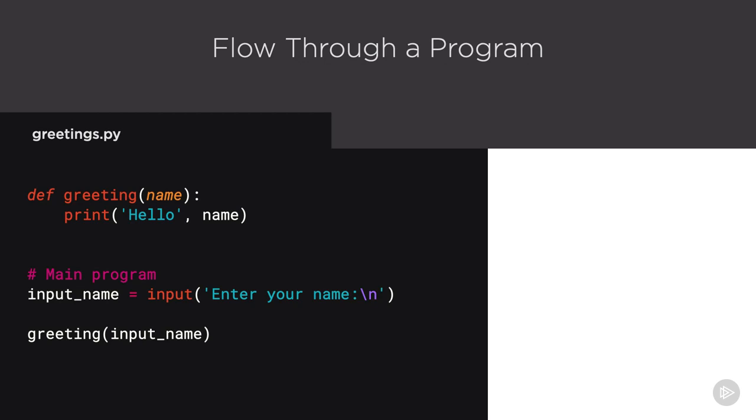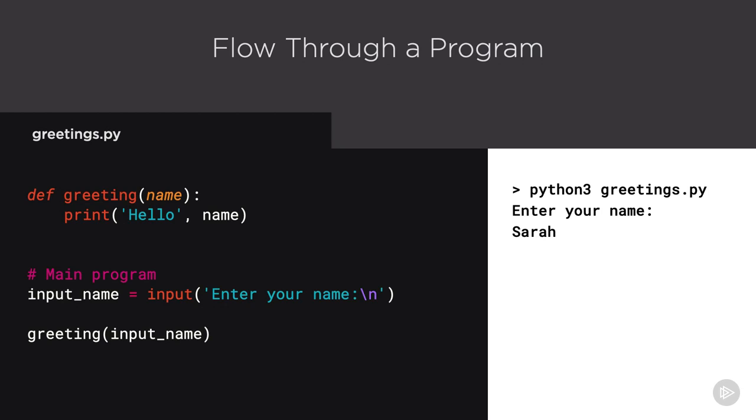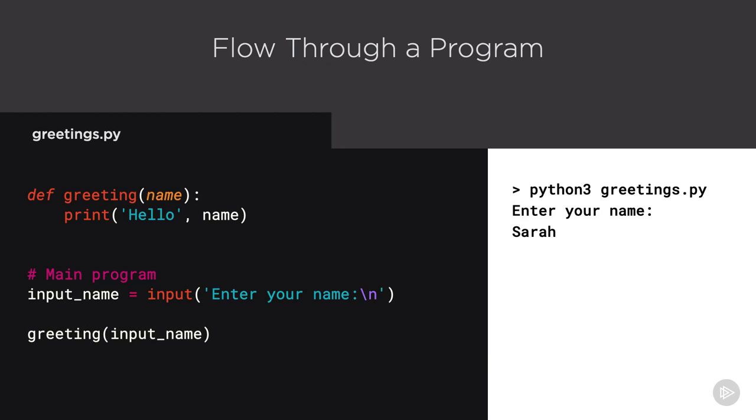Let's look at the order in which our program is run. First, after running our program, it starts with the first line of code that isn't in a function definition, and then it knows that's the main program. After that first line is run, enter your name is printed to the screen, and then the user enters Sarah, which is saved to the input name variable. Then we go to the next line of the main program, which is a call to the greeting function, and the value of input name is passed in.